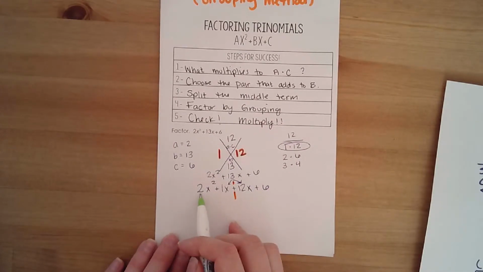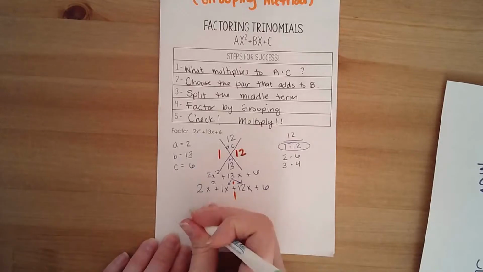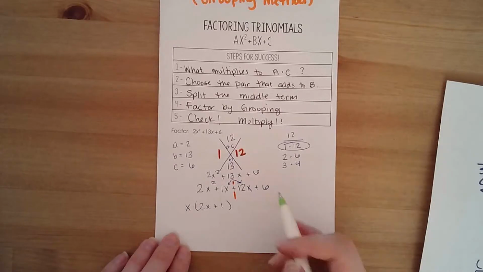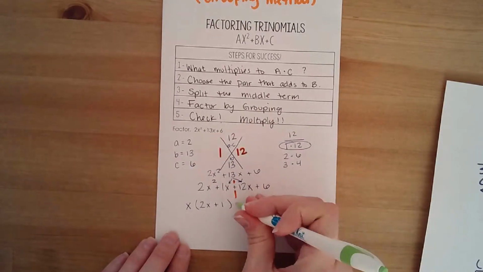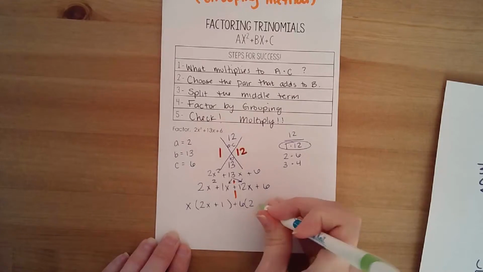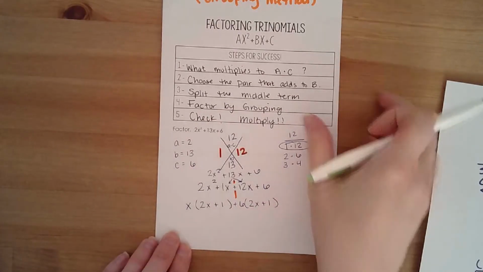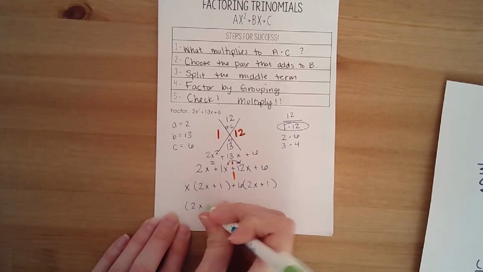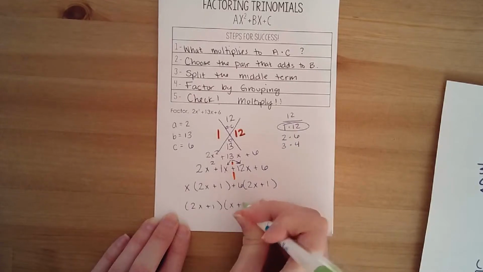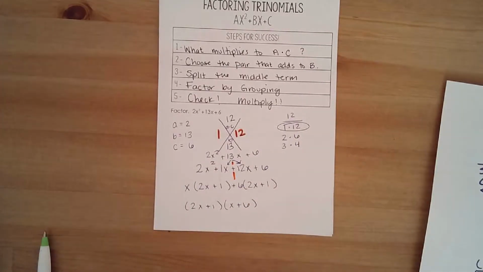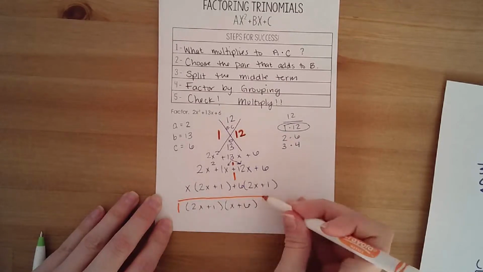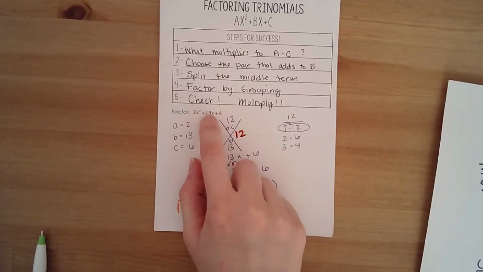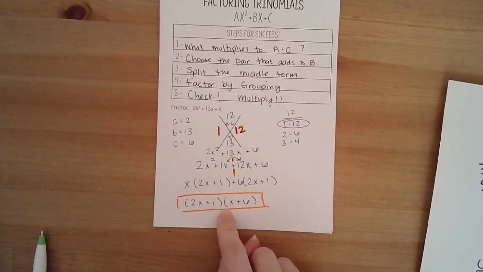So my greatest common factor of 2x squared and 1x would be x, and I'm left with 2x plus 1. My greatest common factor of 12x and 6 would be positive 6, and I'm left with 2x plus 1. So I would factor 2x plus 1 out of both of these, and I'm left with x plus 6. So this is my factored form. If this was the answer I ended up with, this is the multiplication problem that I started with.